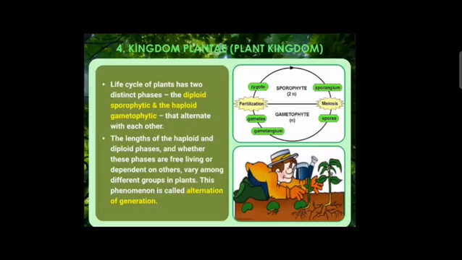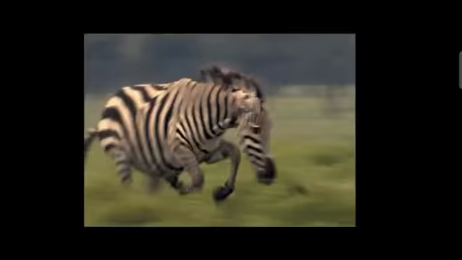So this phenomenon is called alternation of generation. Clear? Which are the two phases that are alternating? Diploid sporophyte phase and haploid gametophyte phase. Diploid sporophyte, haploid gametophyte. So this is called the alternation of generation, and like this it completes the life cycle of the plants. Okay. So this we'll study again in detail in the next chapter. So this finishes the kingdom Plantae.